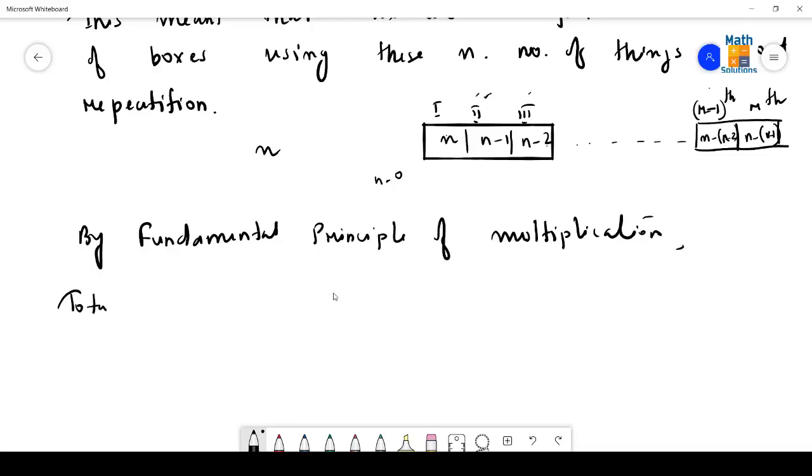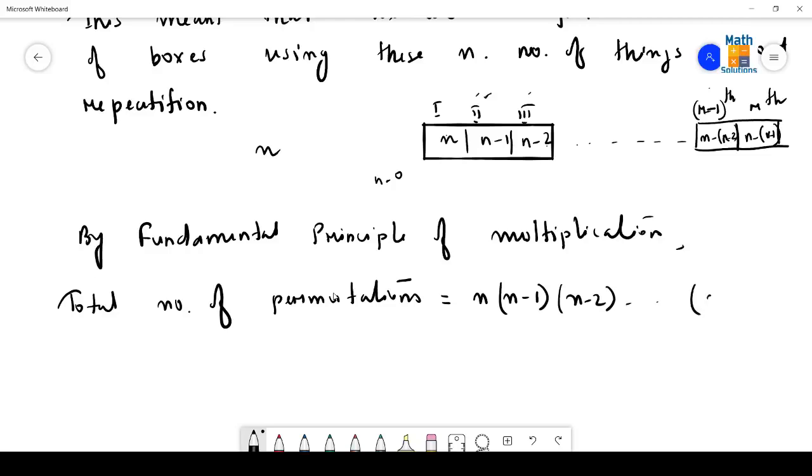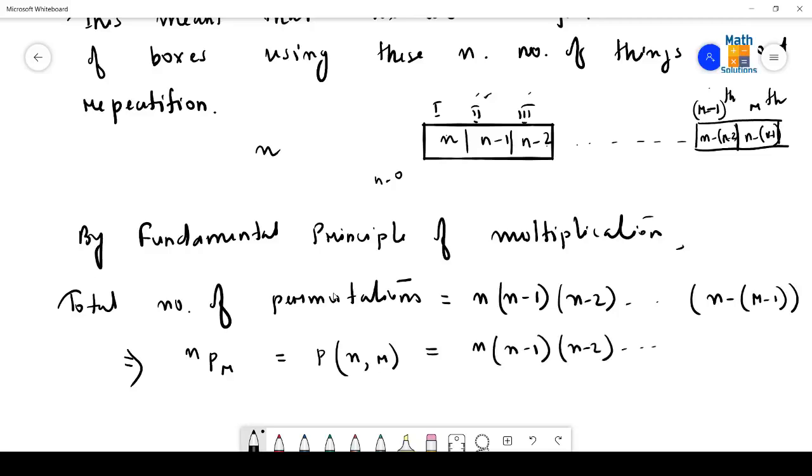total number of permutations will be equal to n into n minus 1 into n minus 2. There will be continuation up to n minus r minus 1. So this can further be written as PNR. That also can be written as PNR is equal to n into n minus 1 into n minus 2 continuation up to n minus r minus 1. And that is how it can be proved. Hence, proved.